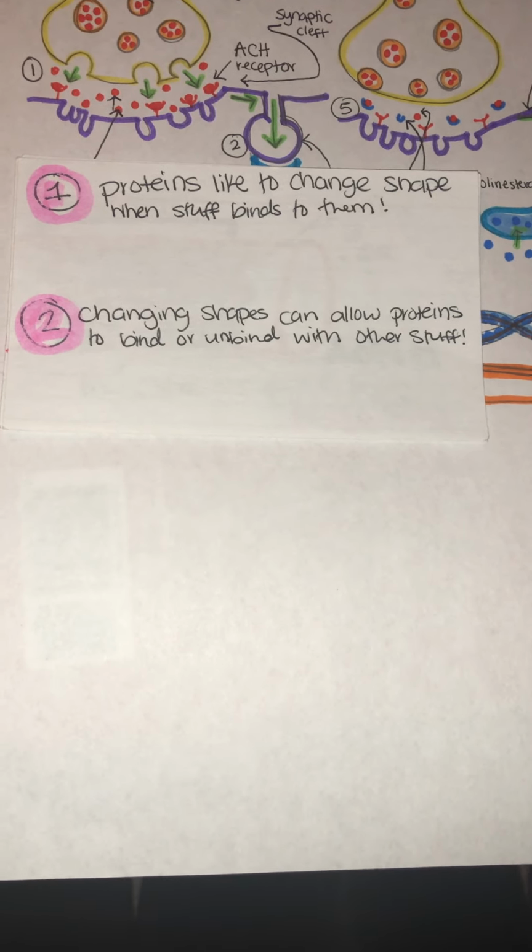So with all of this said, this is our muscle, and like I had mentioned before, the most outer layer would be the epimysium, and then would be our perimysium, and then our endomysium. And those are the 3 layers of protective tissue. Okay, then I wrote down 2 things that I think are important for us to know. 1, proteins like to change shape when stuff binds to them. And 2, changing shapes can allow proteins to bind or unbind with other stuff.